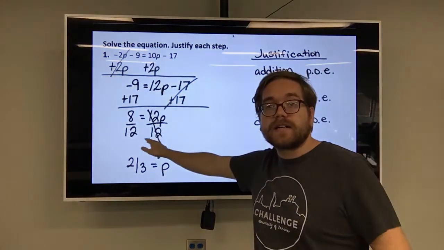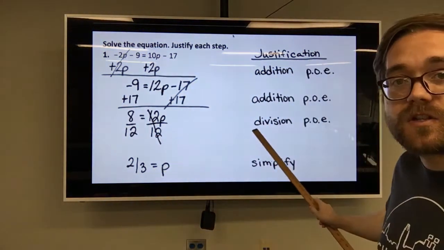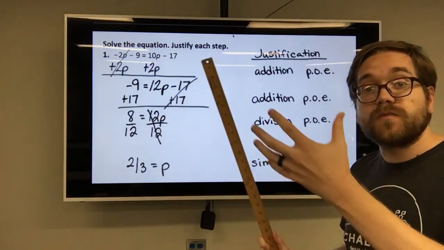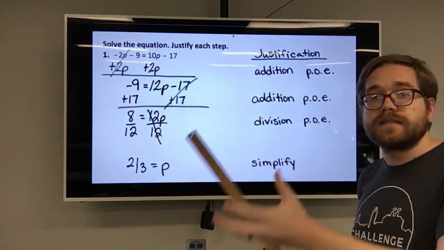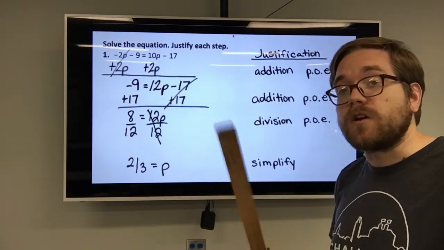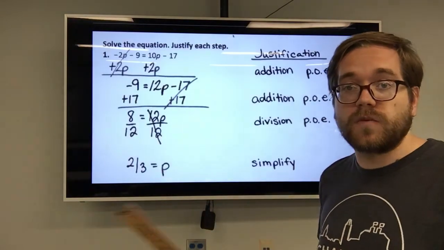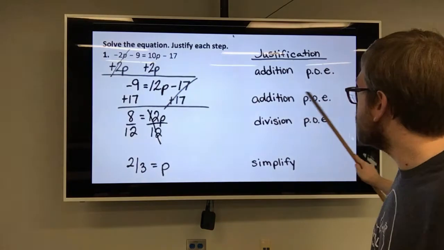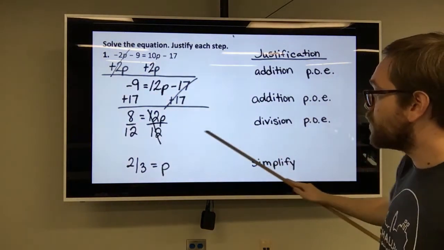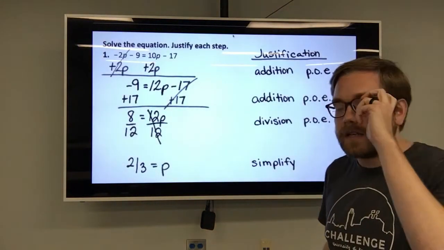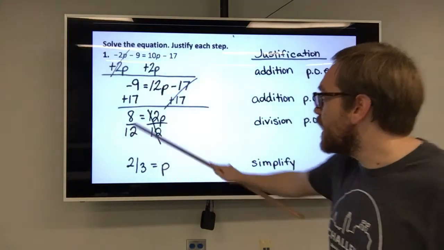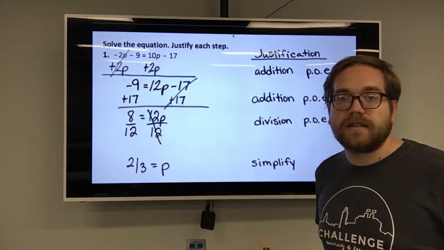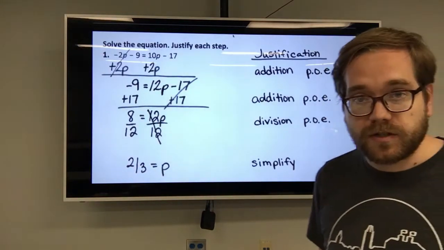And then here I divided by 12. That's the division property of equality. I can divide the same term from both sides of the equal sign and it stays equal. Again, all of these terms are in your notes and you should go back over those. So I did the addition property of equality, I did it again, and then I did the division property of equality, I divided from both sides, and then I just simply simplified, right? 8 divided by 12 simplifies down to 2/3. That's just simplifying the fraction.